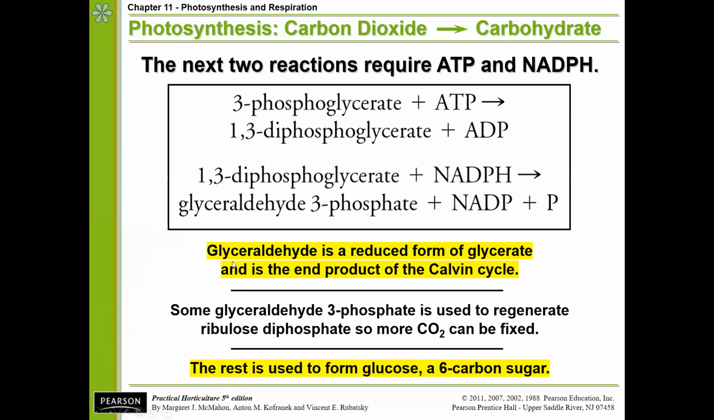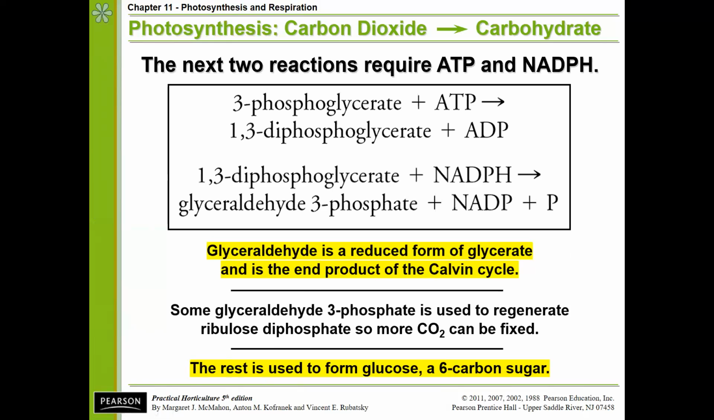So first, from the Calvin cycle, we produce glyceraldehyde, which is just a reduced form of glycerate. And then we use that to go through to regenerate the ribulose diphosphate so that we can fix more carbon dioxide. The remainder of the energy there is used to form glucose, which is our basic sugar.